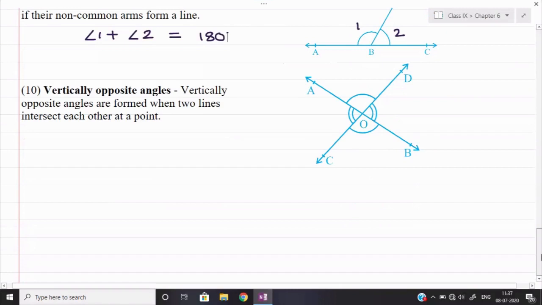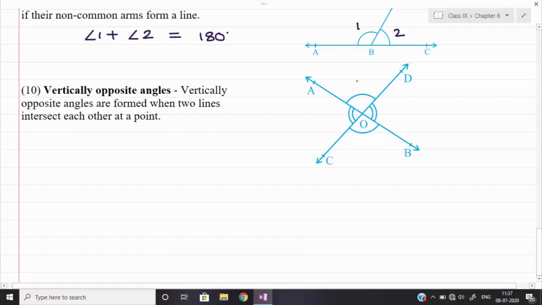So what are vertically opposite angles? See, you are observing two lines intersecting at a point O. Okay, look at the figure. Can we say that yes, the lines are intersecting at a point O? Definitely. Now some angles are forming here. For example, you are looking at the two angles marked with a single line, and two angles marked with double lines.